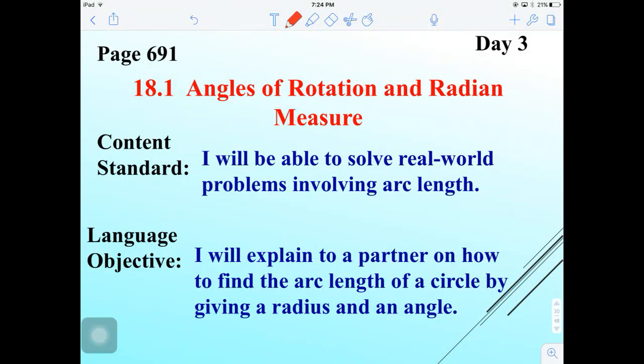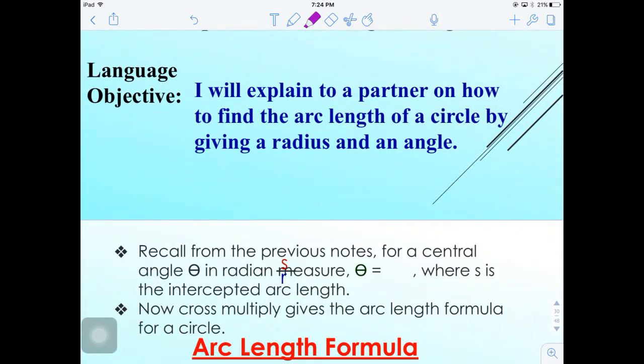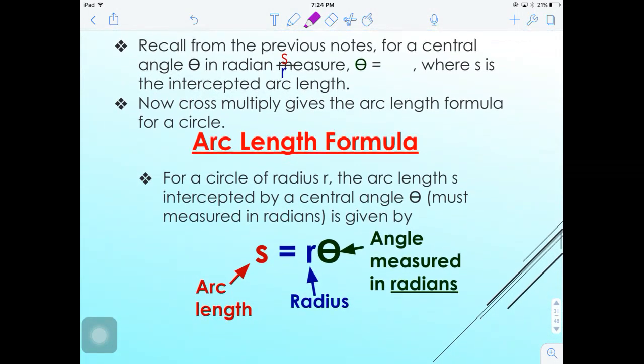Hi everyone. Today we're going to finish 18.1 day 3, and that is on angle rotations and radian measures. Because this is the last day of the lesson, we are going to involve real world problem solving involving arc length. So let's take a look at some review information here.